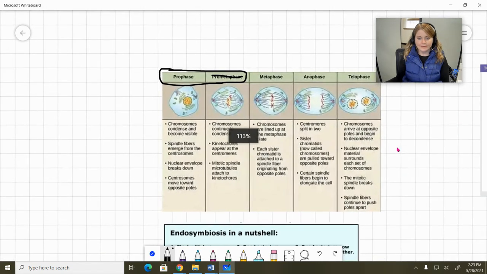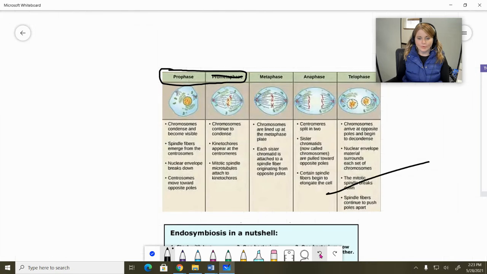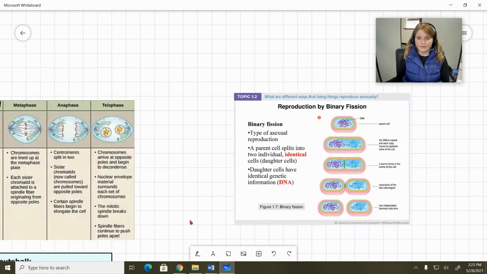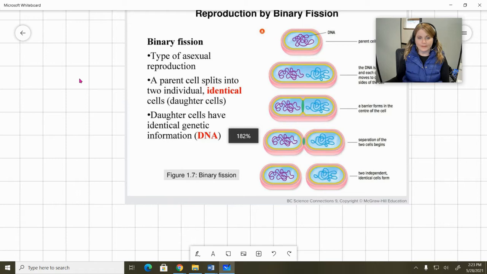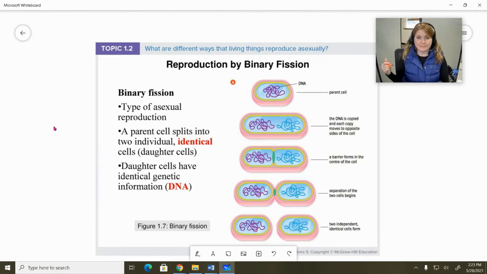And here we have kind of an outline of binary fission. We aren't going to go through the steps of binary fission. You don't really have to know kind of what happens here. They do have to copy their own DNA as well. So you'd have to go through the process of DNA replication, right? And then each copy is moved to opposite ends of the cell. A barrier forms in the center, and then they cleave and separate.